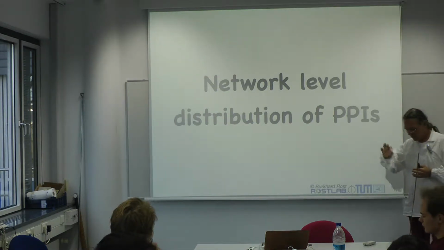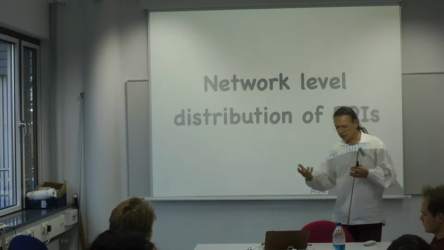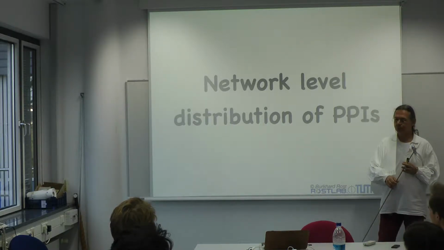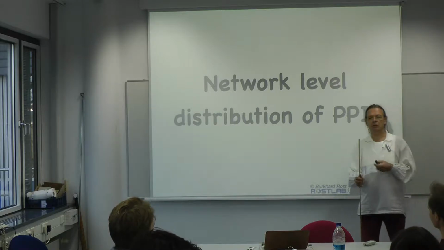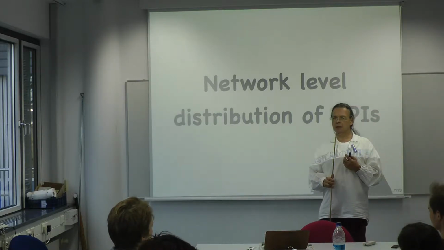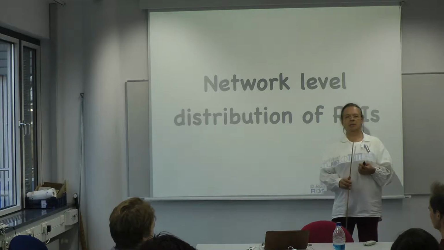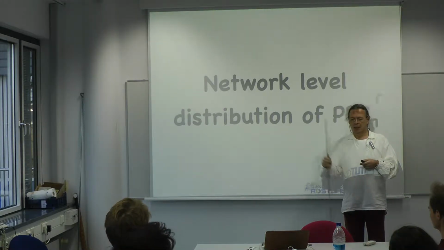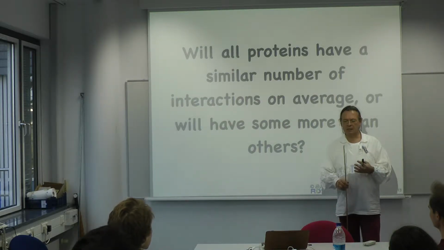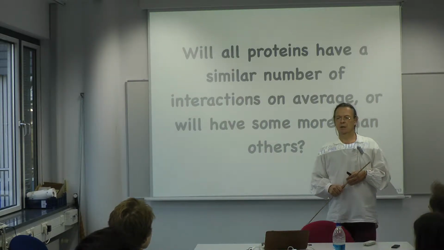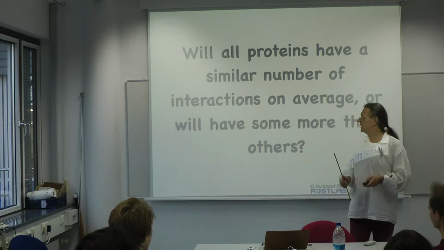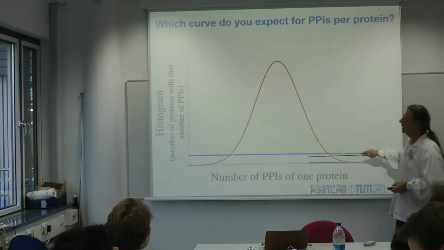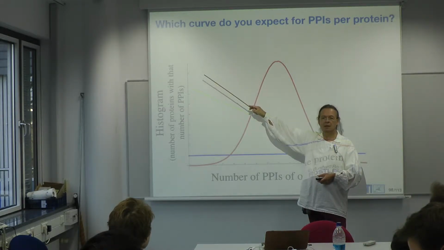Now, proteins communicate with each other by interacting. We can call that communication. So for protein, communication is an interaction. And that brings up the question, so we assume that almost all 20,000 proteins in human will interact with some other protein. Now comes the question, will all proteins have a similar number of binding partners? So if you look at a curve that gives you the number of protein-protein interactions per protein, and then gives you a histogram, what do you expect?